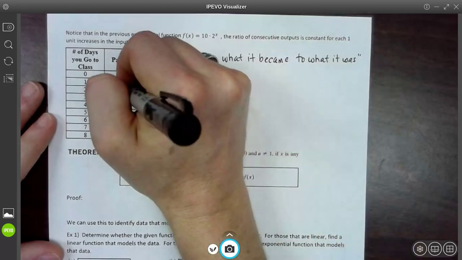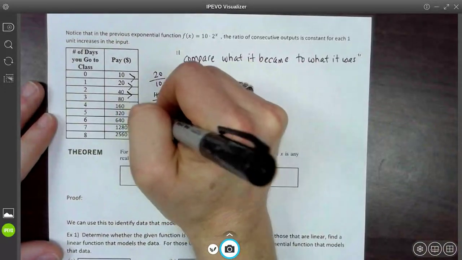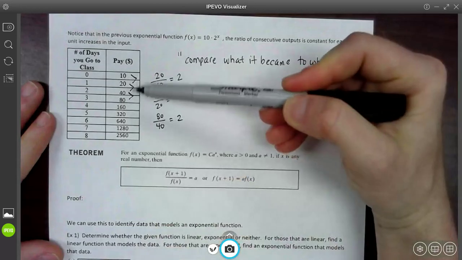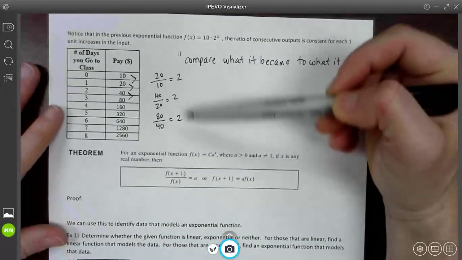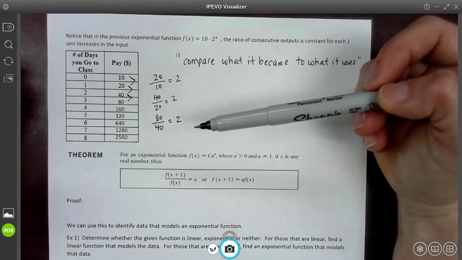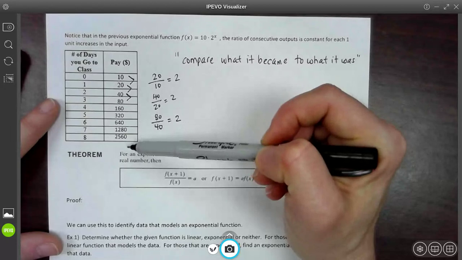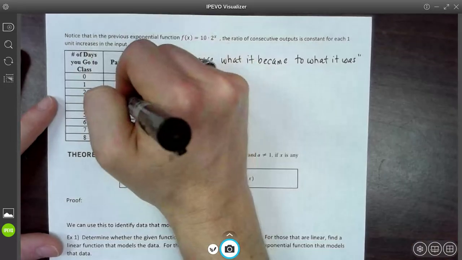Take your next consecutive outputs. 80 and 40. It became 80, it was 40. What does it divide to? 2. So all of your consecutive outputs in an exponential function will show this constant ratio, this growth factor between outputs. So as long as you can prove that there's an equal ratio between them, you are proving that this is exponential data. So I'm going to keep going.